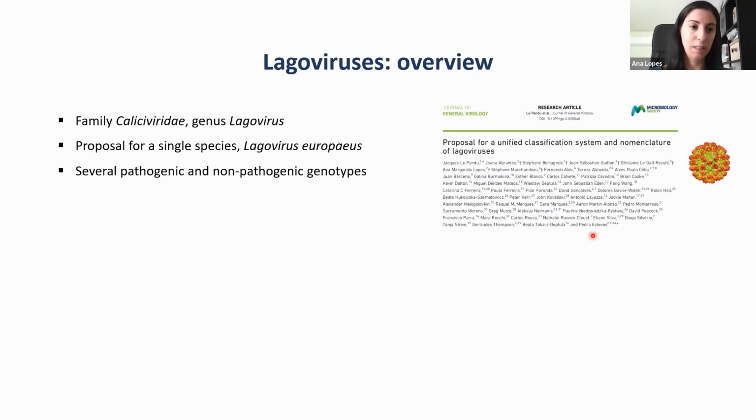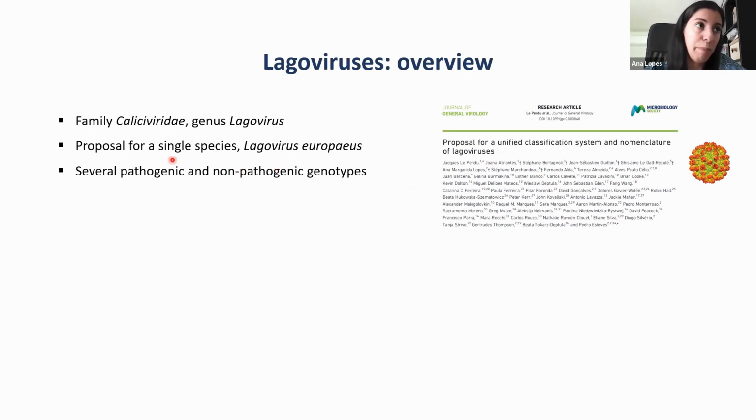Lagoviruses are our study model. They belong to the family Caliciviridae, also because they have these typical cup-shaped depressions. You might know a virus from this family, which is norovirus, because it causes gastroenteritis in humans. The lagoviruses belong to the genus Lagovirus, and they are known since the 80s, but since then a lot of new variants or genotypes or genogroups appeared, and it was a mess. A few years ago we decided to propose a new nomenclature, which, although it is not yet accepted by the ICTV, the international committee, I will use throughout this presentation.